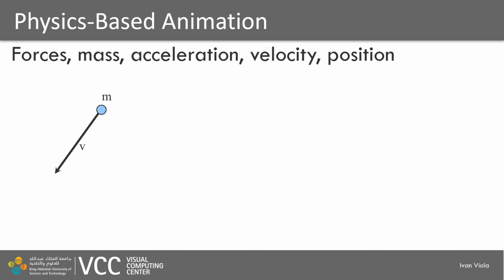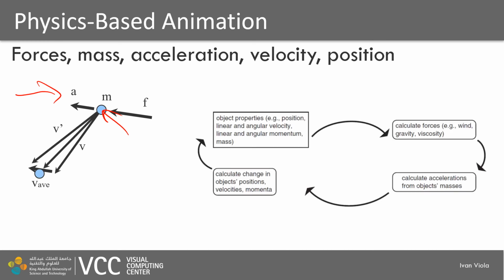Let's have a look at how a typical physics-based animation loop looks like. We have a mass of an object, we have its velocity, and then we are acting upon this object with a certain force. Then this force will define the acceleration, and this acceleration will define a new velocity, because our current velocity will be then added with the acceleration to form the new velocity v prime.